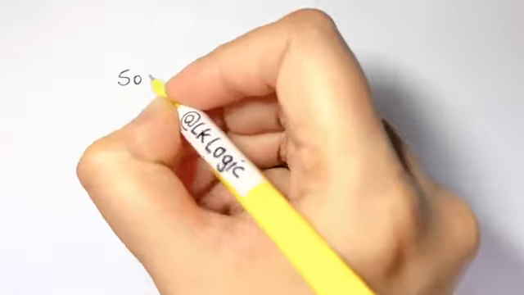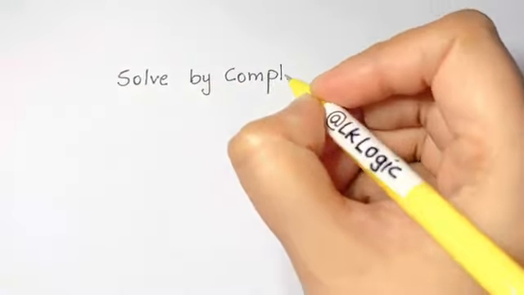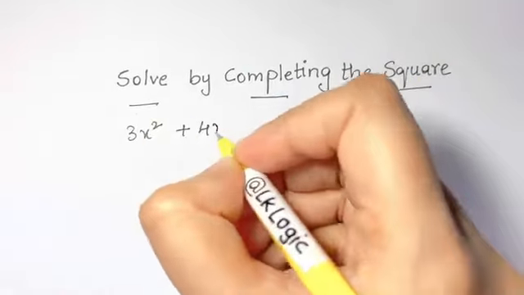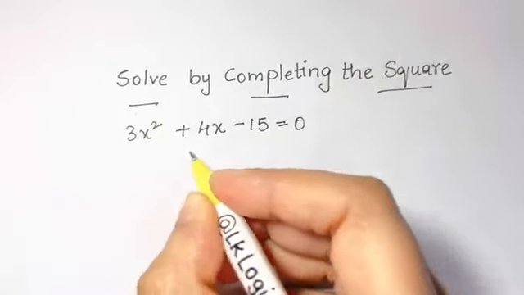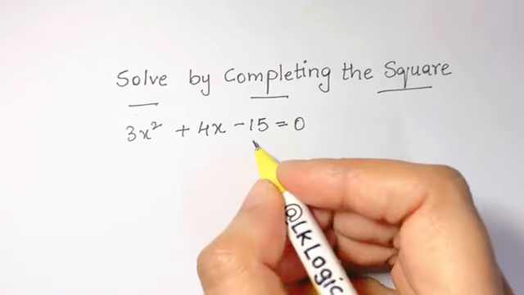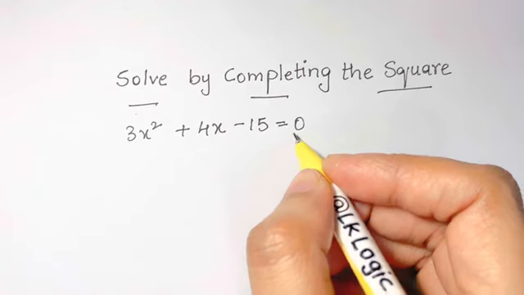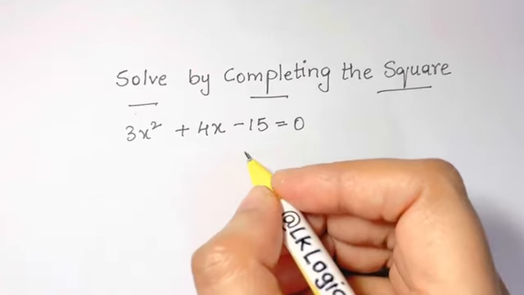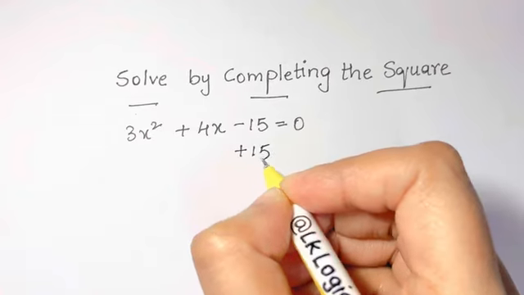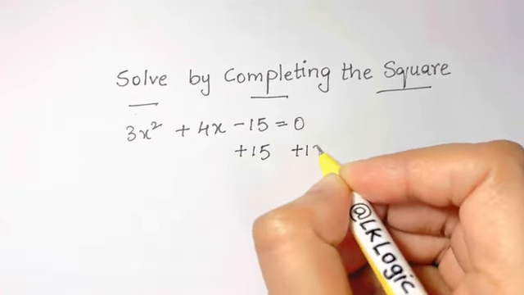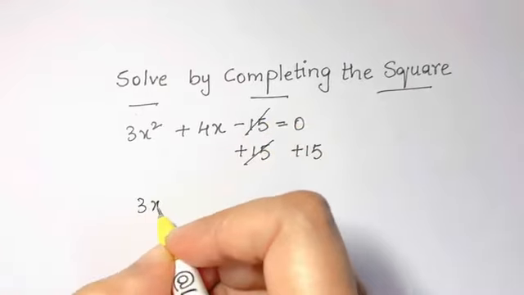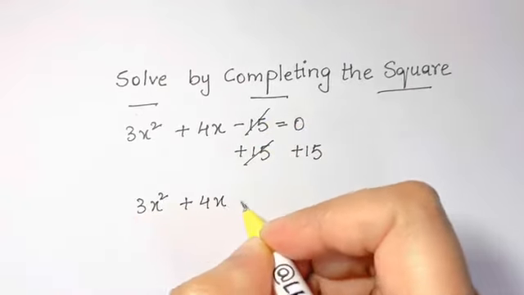In this video, I'm going to show you how to solve this quadratic equation by completing the square method. So the very first thing, we are going to make sure that only x variables are on the left hand side, and we must get rid of this negative 15. So I'm going to add 15 on both sides like this. What happens next is this thing is gone and we get 3x squared plus 4x equals 15.